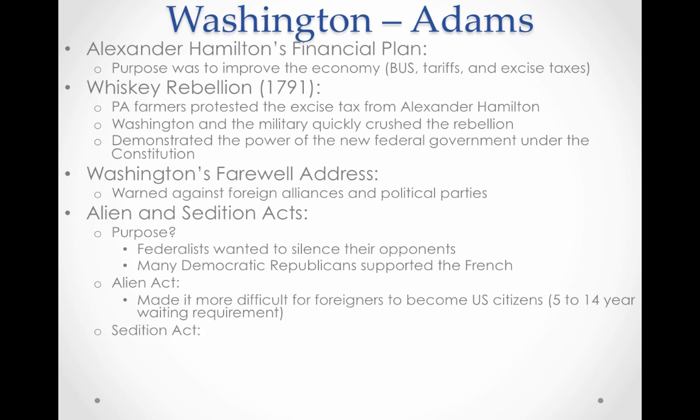Now, the Sedition Act, we've seen a couple of Sedition Acts throughout U.S. history. This makes it illegal to criticize the government. In particular, this was meant to protect President Adams from criticism. Now, is this constitutional, Mr. Lawrence? Should it be? No. No, but we don't have a Supreme Court yet that is able to declare laws unconstitutional.